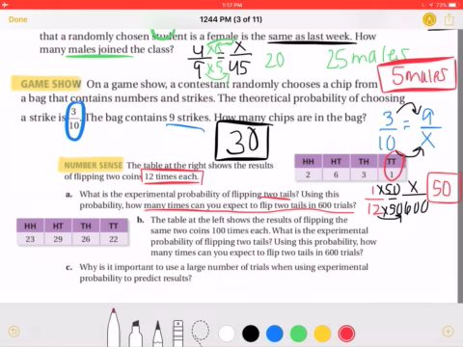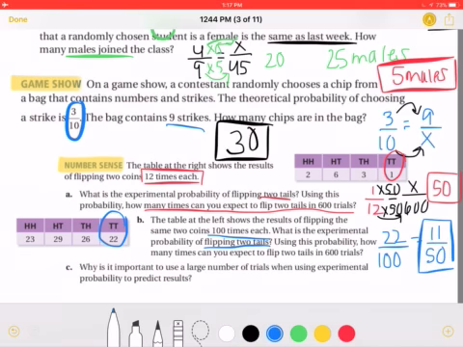Let's do part B. The table to the left shows the results of flipping the same 2 coins. Now they flipped them 100 times. So out of 100 times, they got 2 heads 23 times, and so on. You can read that table like we did before. What is the experimental probability of flipping 2 tails? So we're looking at the 2 tails. That happened 22 out of 100 times, or we could simplify that to 11 out of 50.